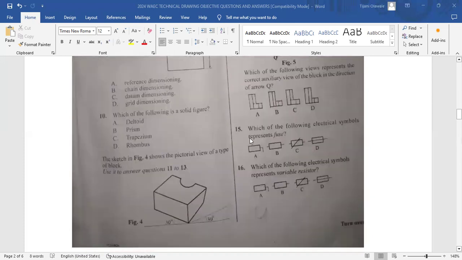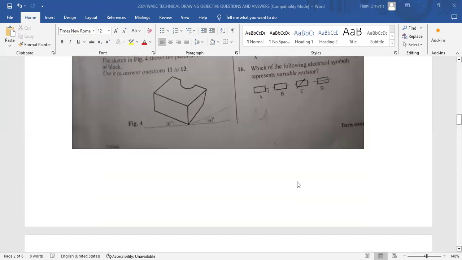Then question 15, which of the following electrical symbols represent fuse? That is option D is the answer to the question. Question 16, which of the following electrical symbols represent variable resistors? So option C is the answer to this question. So this is option D for 15. Option C is the answer to question 16.